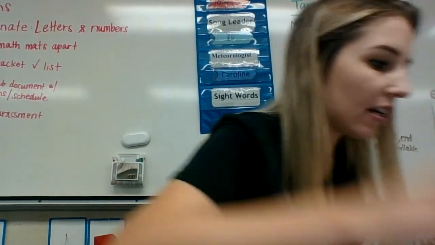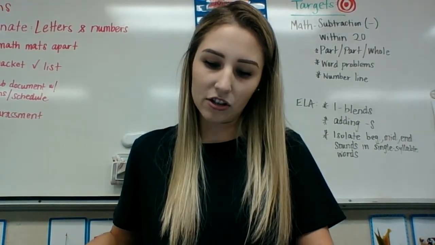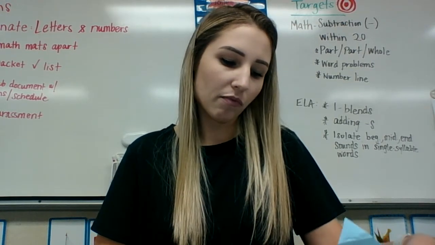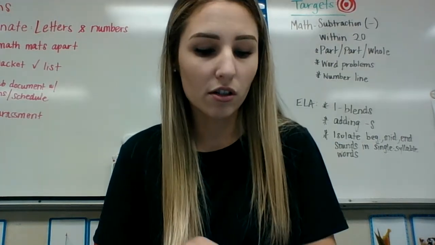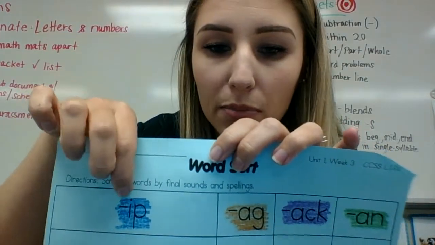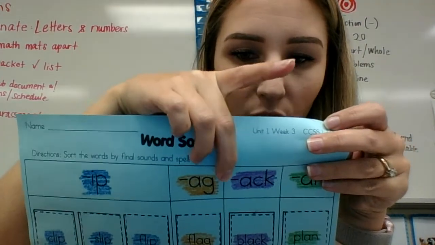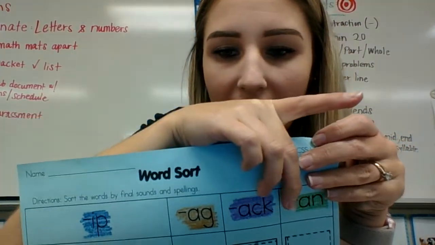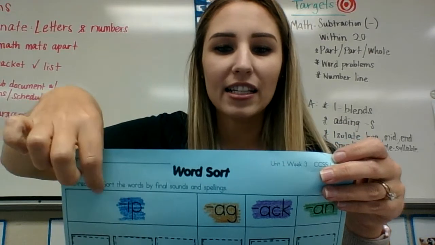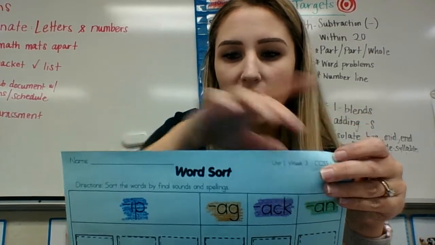And then I showed a video on more L blends at the beginning of words. You blend the letters together with the L. And so we went to our Zoom packet after we watched that video and we did our word sort. We colored all our IP words blue, all our AG words orange, all our AC words purple, and all our AN words green. You have words at the bottom and you have to sort them. If it ends in the sound IP, color it this color. If it ends in AG, if it ends in AC, if it ends in AN.